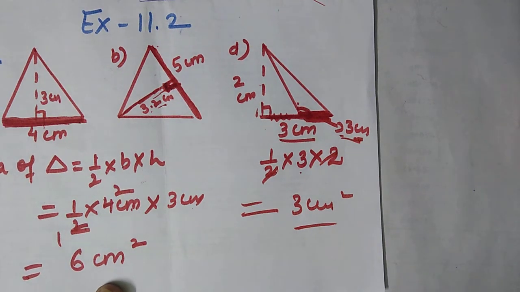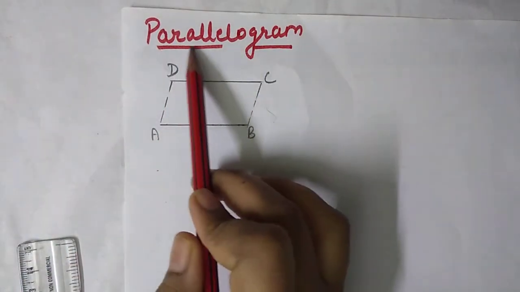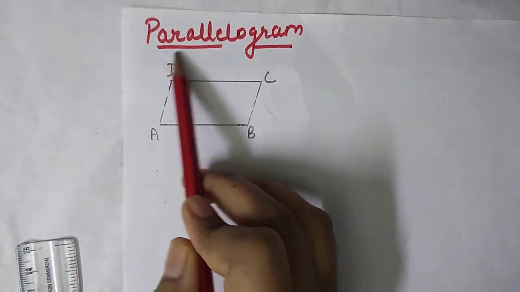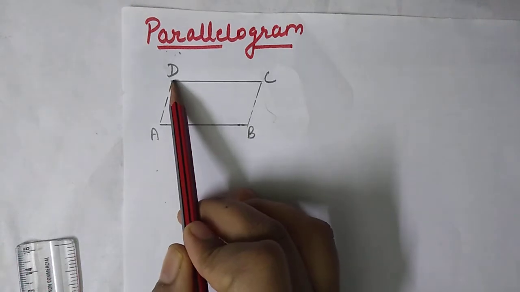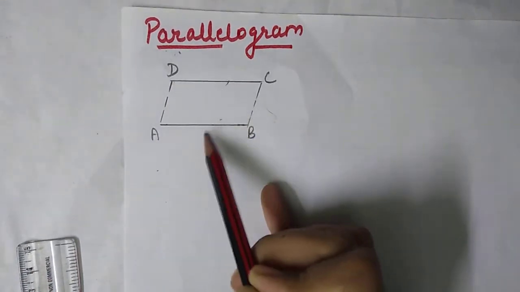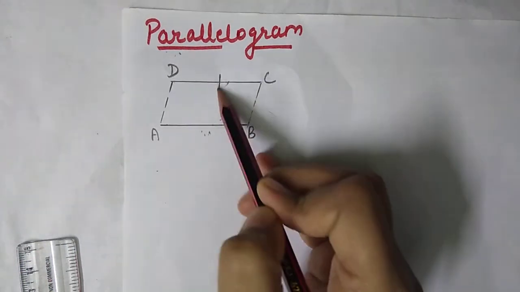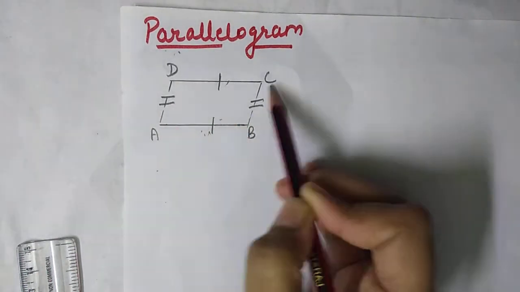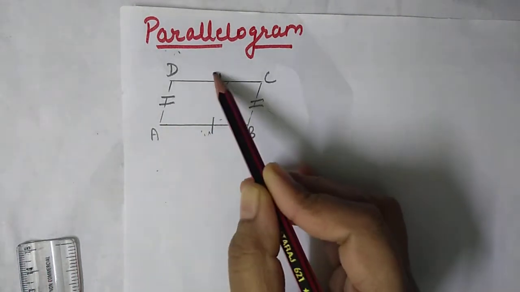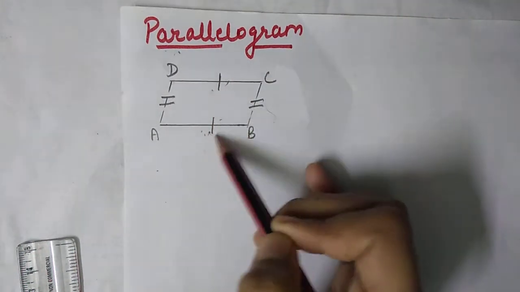Now we will discuss how to find the area of a parallelogram. So students, let me tell you what a parallelogram is. A parallelogram is a type of quadrilateral in which opposite sides are equal and parallel. Each pair of opposite sides are equal. It means this side is equal to this and this side is equal to this, and they are parallel also. So a parallelogram has two pairs of opposite sides which are equal and parallel.